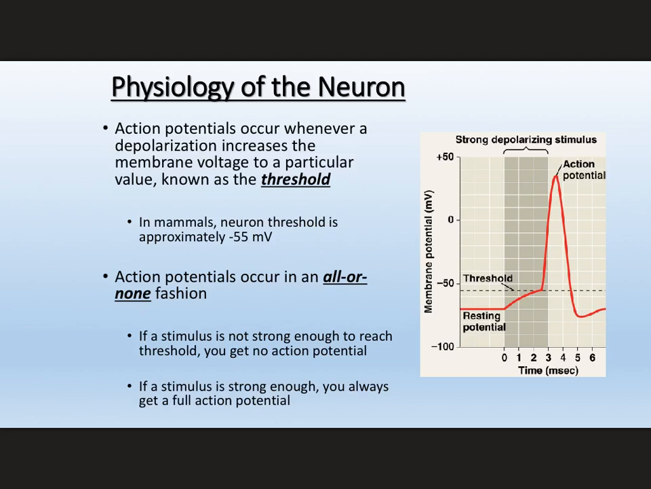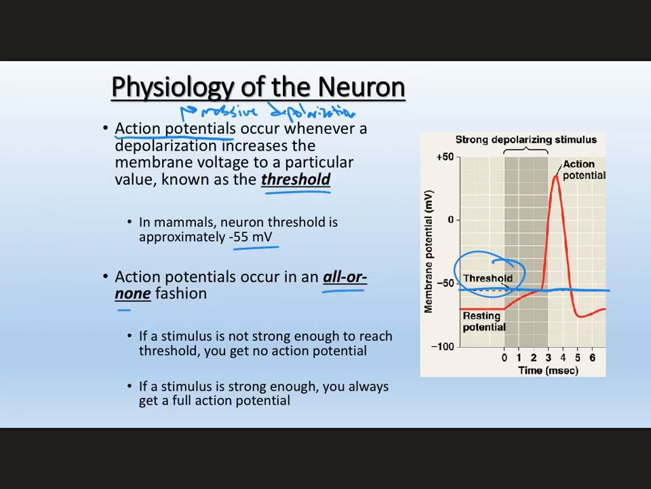Now here's a bigger version of just that same graph we saw before. An action potential, which again is just a massive depolarization, occurs if the stimulus is strong enough to meet our threshold. Threshold for mammals is about negative 55 millivolts. So if we can move the membrane potential just a little bit less negative, we can get to threshold and trigger an action potential. And an action potential is all or none, right?